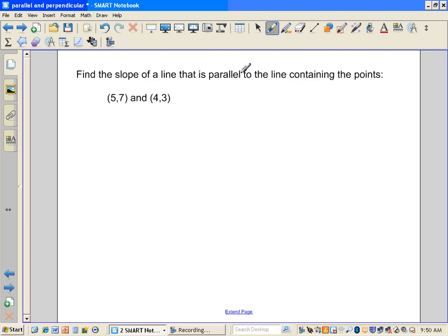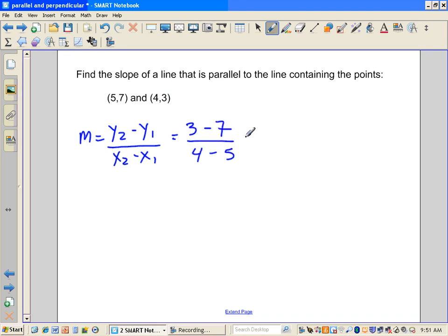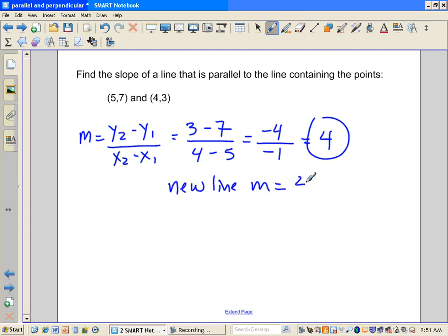Find the slope of a line that is parallel to the line containing the point. So we need to figure out the slope of these again first. So remember, slope formula, y2 minus y1 over x2 minus x1. So the slope of this line is the second y, 3 subtract 7 over 4 subtract 5. Well, 3 minus 7 is negative 4. 4 minus 5 is negative 1, so that's going to just be positive 4 as my slope. And so if it's going to be parallel, then my new line is going to have a slope also of 4, because it's the same if they're parallel. Same. That's an easy one.